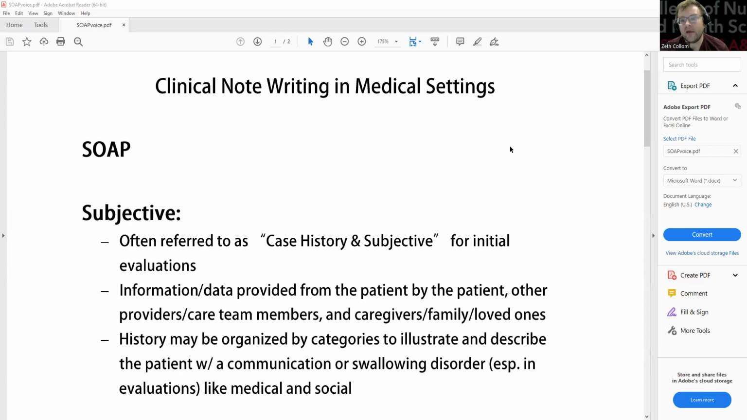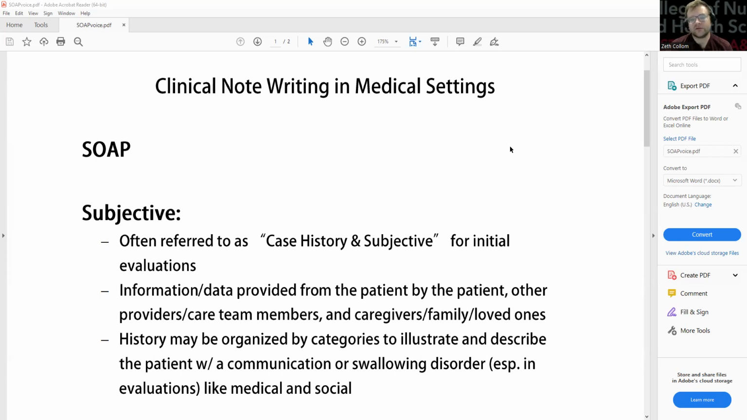I am going to share my screen a few times, and I'm going to show you also what tools you have to use in that SOAP note if you choose to go that route. So here we go. All right, so clinical note writing in medical settings.